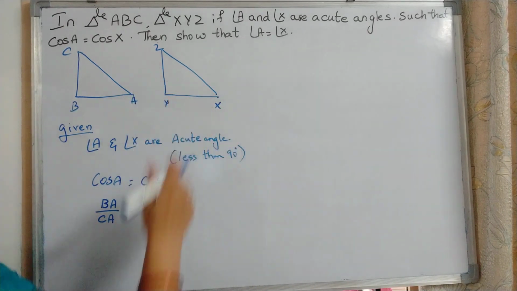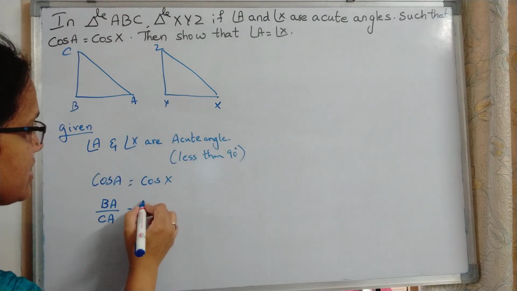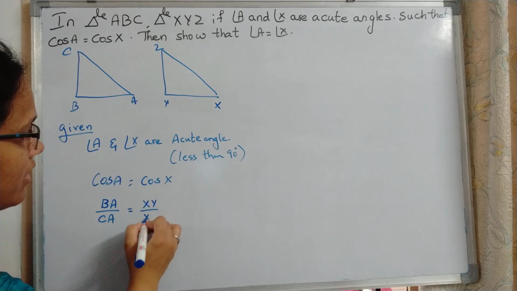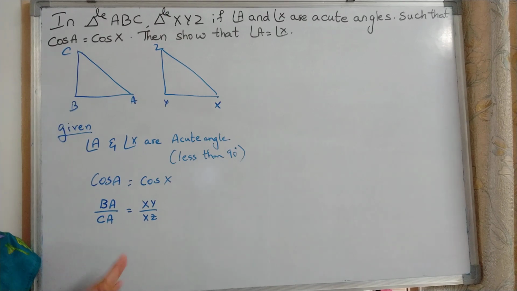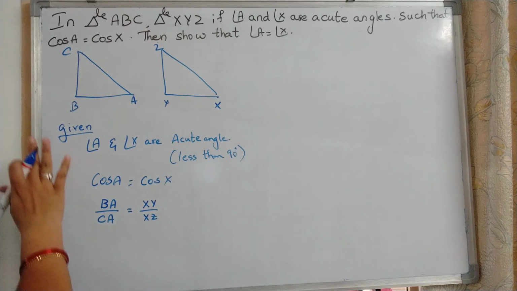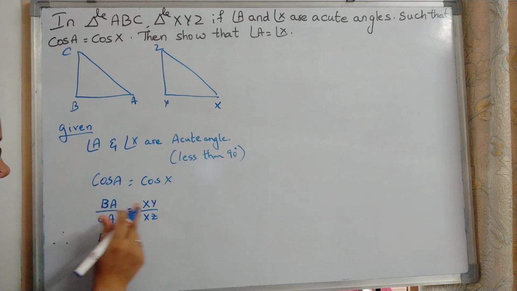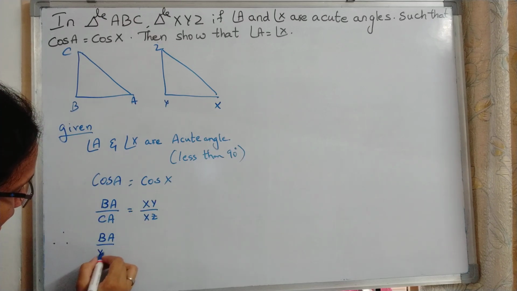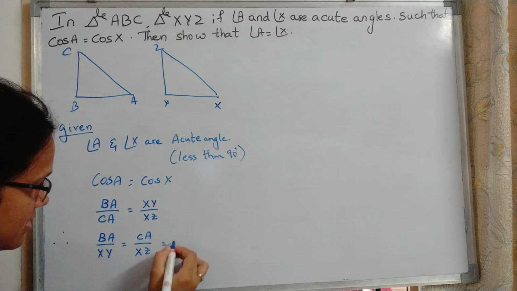From here, how will you write cos X? Tell me the cos X. Adjacent by hypotenuse, same thing, XY by XZ. These are the trigonometric ratios which we have taken from the given triangles. Now after taking them, you can write this constant. Can I write it or not? You tell me. BA is equal to XY, no? So BA by XY is equal to CA by XZ is equal to K.